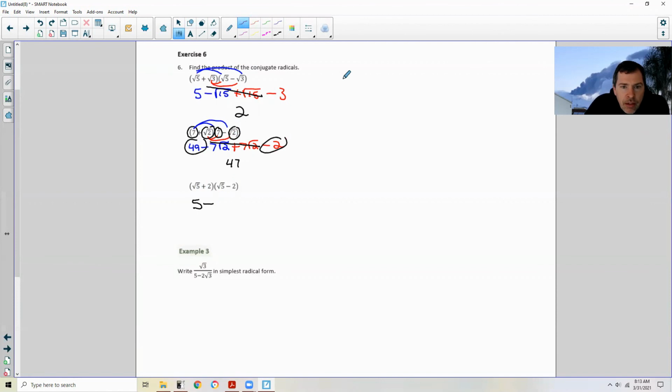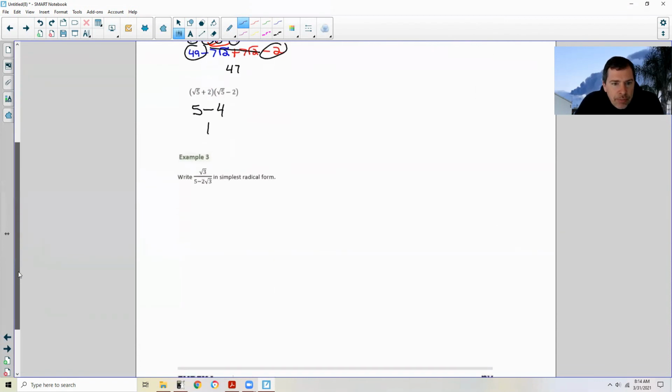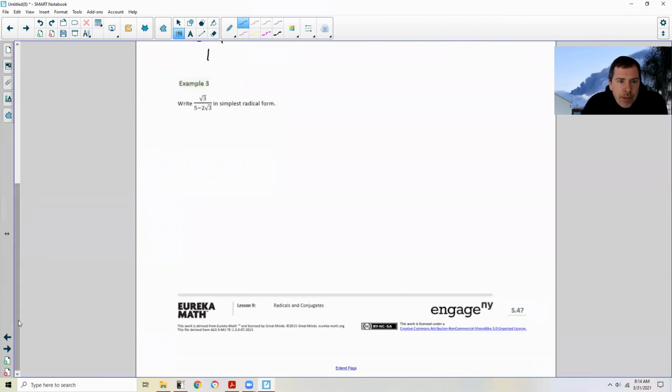So if we know that we have FOIL for these, when we do a conjugate, we don't do FOIL, we just do FL because the OI cancels. So first times first, last times last. First times first, 5. Positive times a negative is negative. 2 times 2 is 4. This is going to be 1. Okay? So it's that simple. Conjugate is just first times last. The middle terms cancel. All right, example 3.